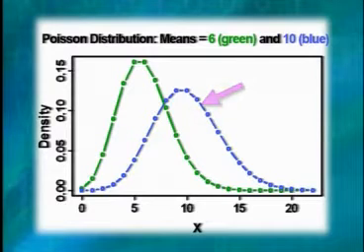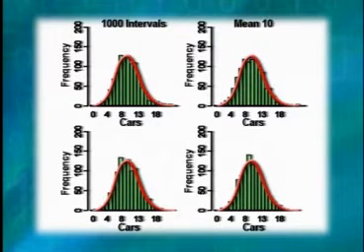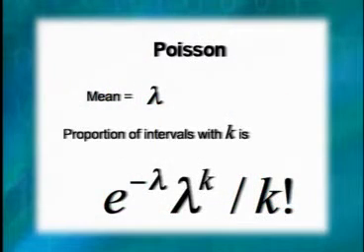So you can see the distributions, and by the way, here's the simulated data for a mean of 10 cars per minute, and you can see that we've superimposed the model graph onto the actual data, and it fits quite well. And this is the general equation for the Poisson distribution that tells, in this case, the proportion of the intervals in which you would expect exactly k cars if the average number of cars per minute is lambda.